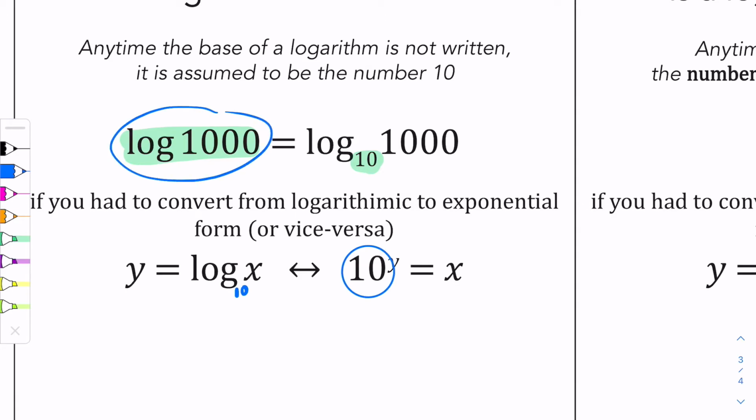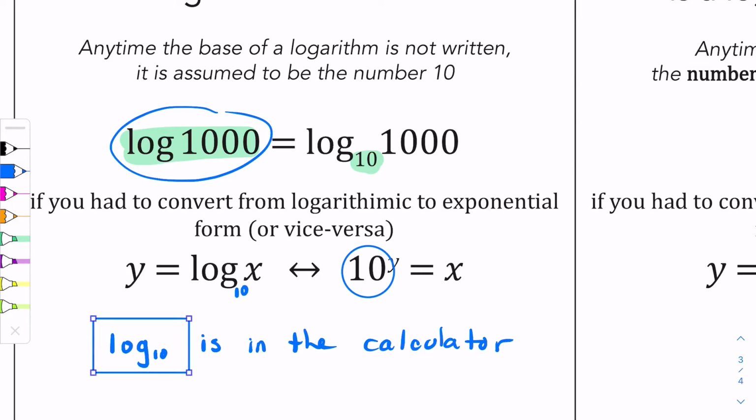Common logs can be evaluated using basic properties or using the log key in your calculator. It's actually the only log that you can evaluate in your calculator. So log base 10 is in the calculator. The key specifically says log, and that's it.